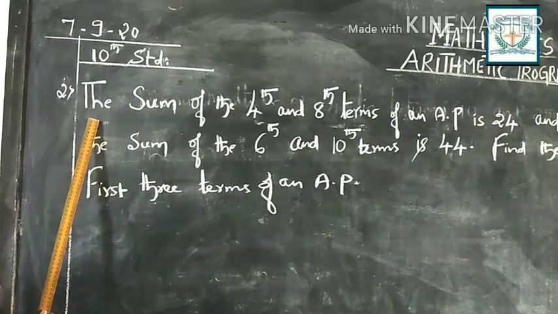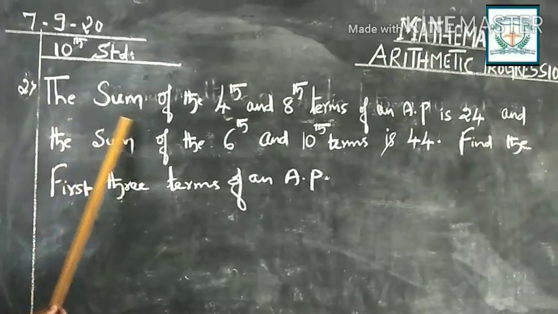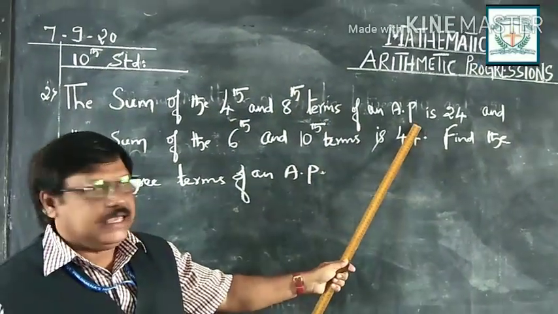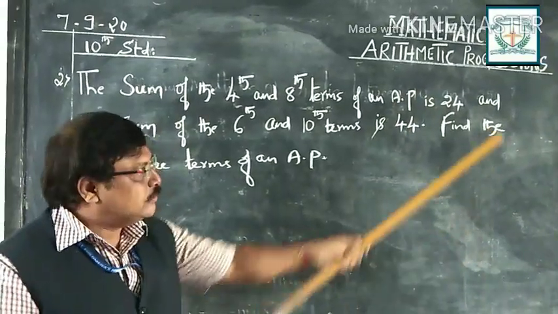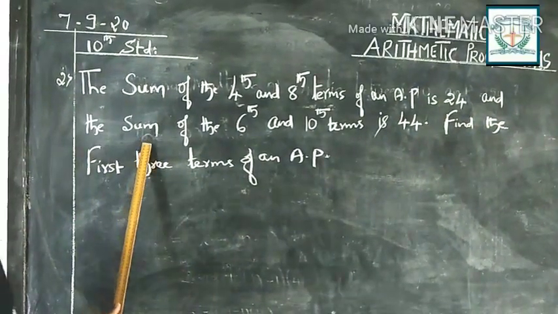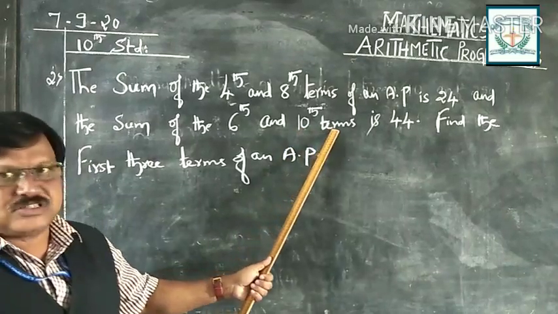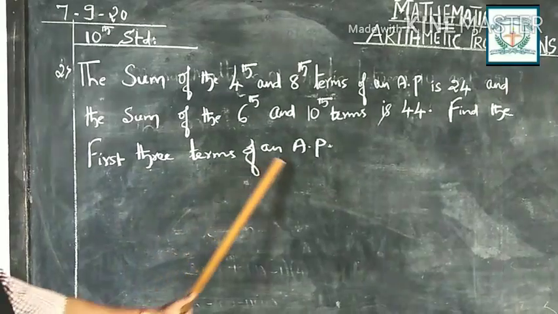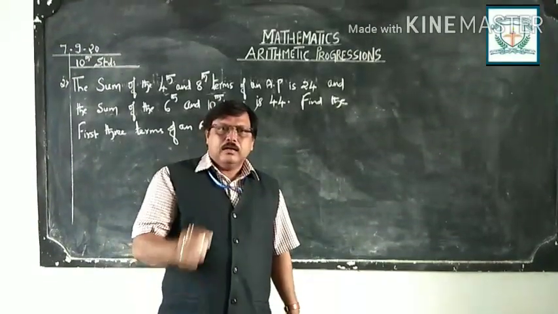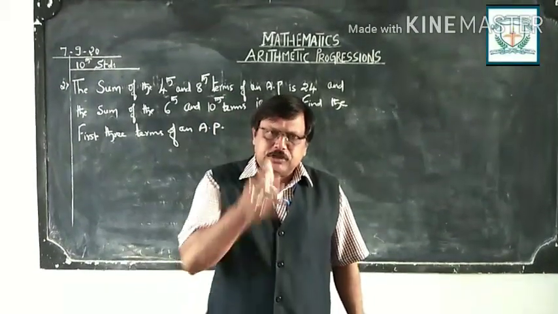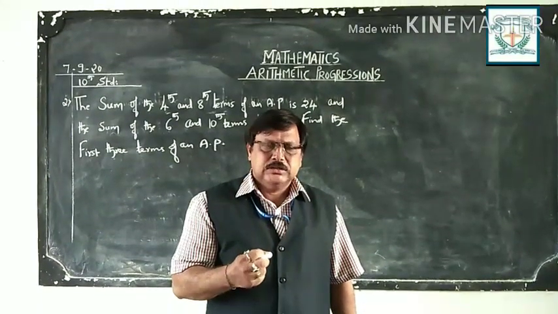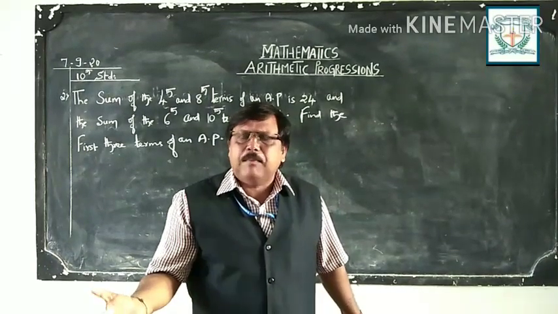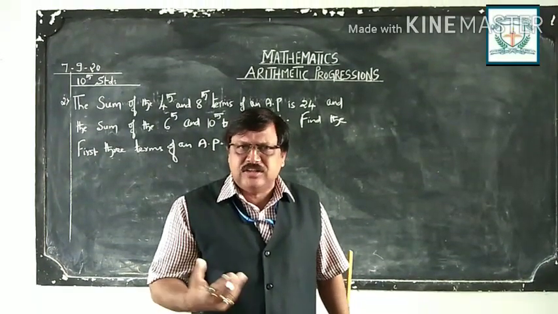Students, I read this question. The sum of the 4th and 8th terms of an AP is 24, and the sum of the 6th and 10th terms is 44. Find the first 3 terms of the AP. Here in this problem, first you take the given and try to find a and d. Then you can apply a, a plus d, a plus 2d, the 3 terms.